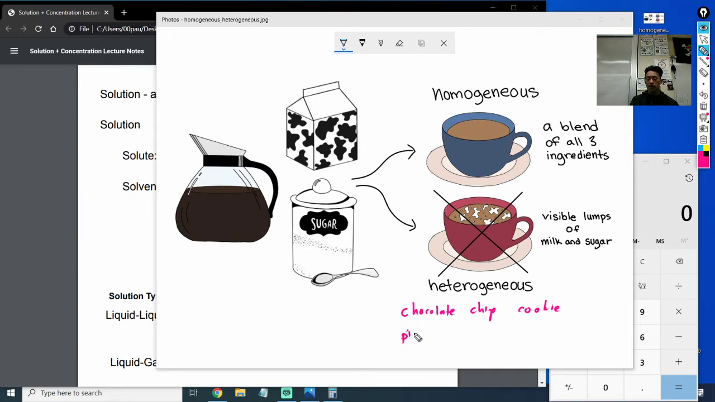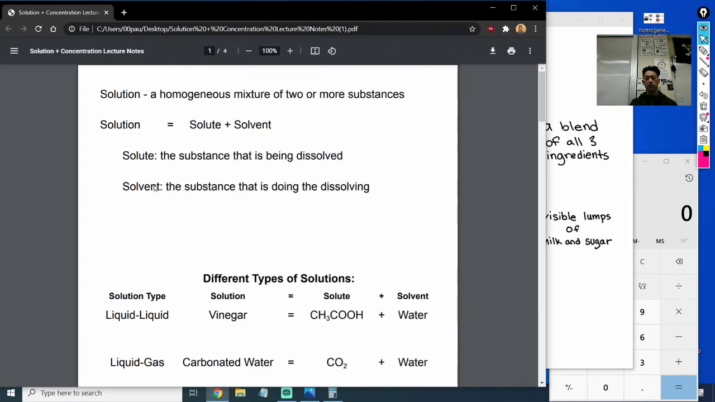Or like maybe a pizza. A pizza is a heterogeneous mixture because you're mixing all these different ingredients together, but you can see the different components of that mixture. But in a homogeneous mixture, you can't see the distinct parts that made up that mixture. Okay? So that's just the difference between homogeneous and heterogeneous mixtures. But for this unit, we're going to be talking about homogeneous mixtures, specifically solutions.